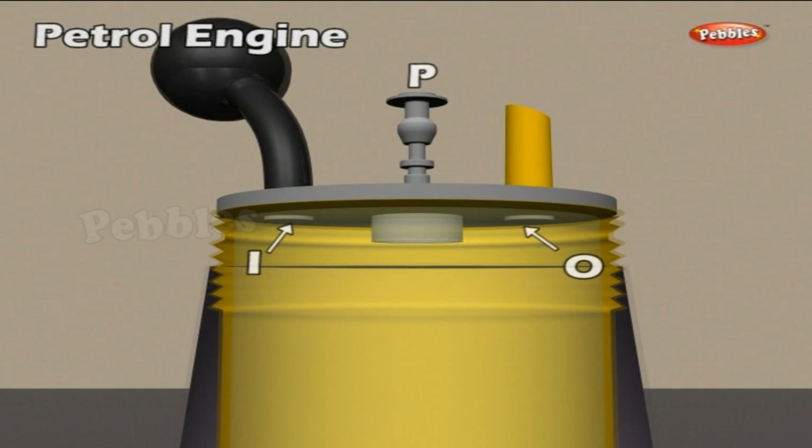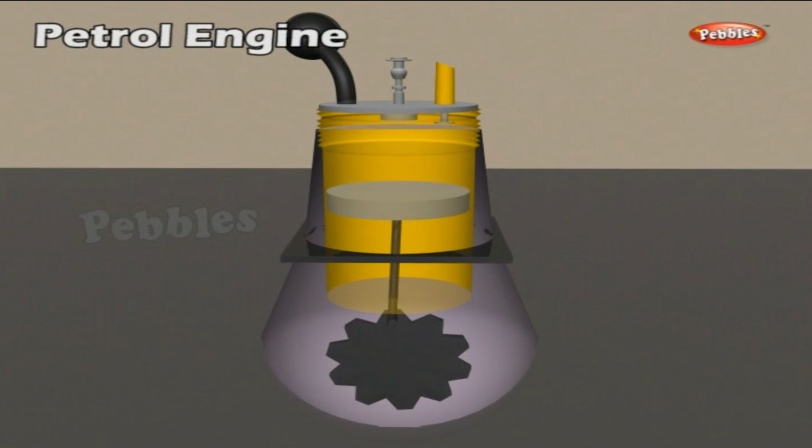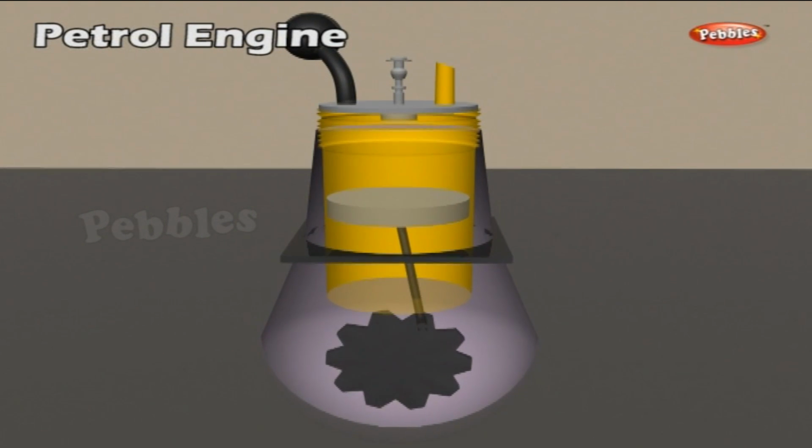Construction. The cylinder of the engine is provided with two valves, O and I, called outlet or exhaust and inlet valves respectively. A spark plug P is inserted into the cylinder which produces a spark at the right moment to cause combustion. Charging or suction stroke.